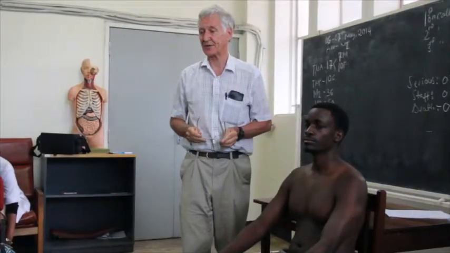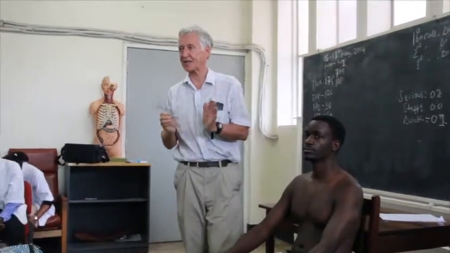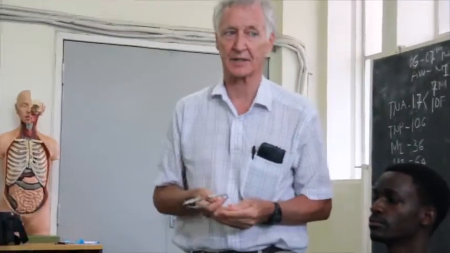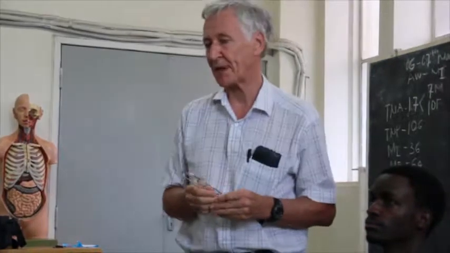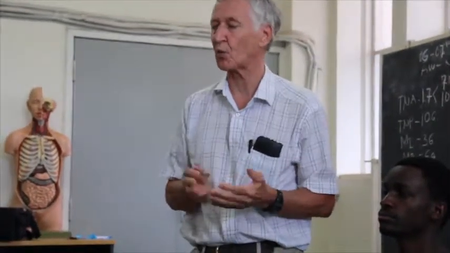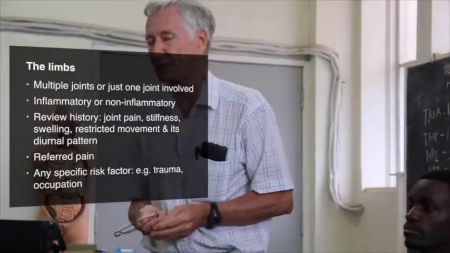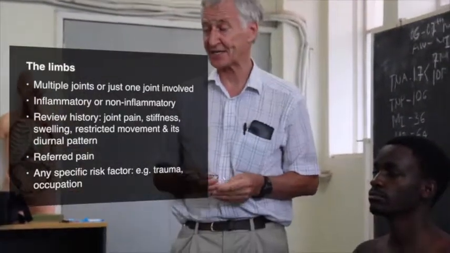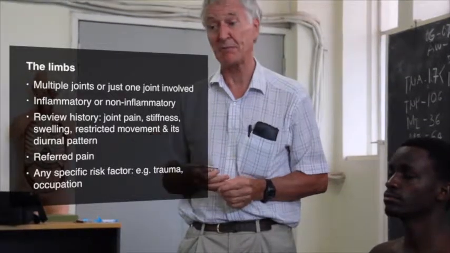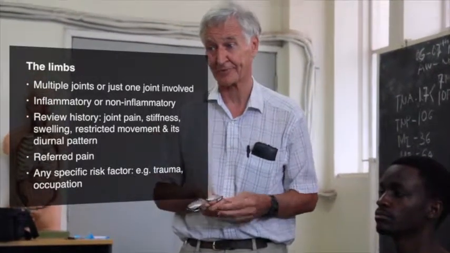So now we're moving on to examination of the joints in the limbs. And usually there may be either multiple joints involved or one joint. The classic example would be rheumatoid with multiple joints and gout with one joint. The disease is mainly inflammatory, but may be non-inflammatory, for example, trauma.